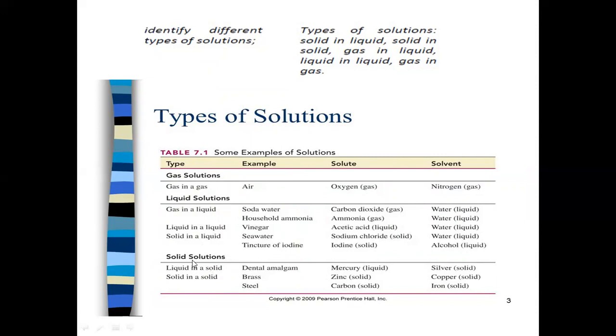We also have solid solutions, for example, a liquid dissolved in a solid, where a dental amalgam is an example, where mercury, which is a liquid metal, is dispersed into silver, which is a solid metal. And an example of a solid in a solid mixture would include metal alloys, for example, brass, where we have zinc dispersed in copper solid.